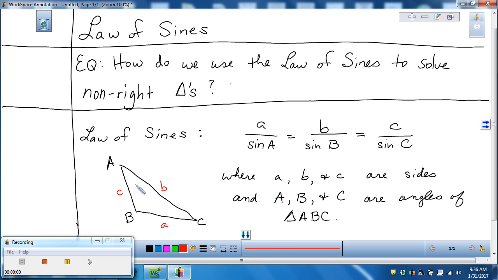And what I want you to notice on the triangle here, we typically use this for non-right triangles, and you have angles A, B, and C, and then notice that the sides that correspond to them are opposite of them. So little a is across from angle A, little b across from angle B, and little c is across from angle C. So go ahead and pause and write this down, and we'll be right back with an example.